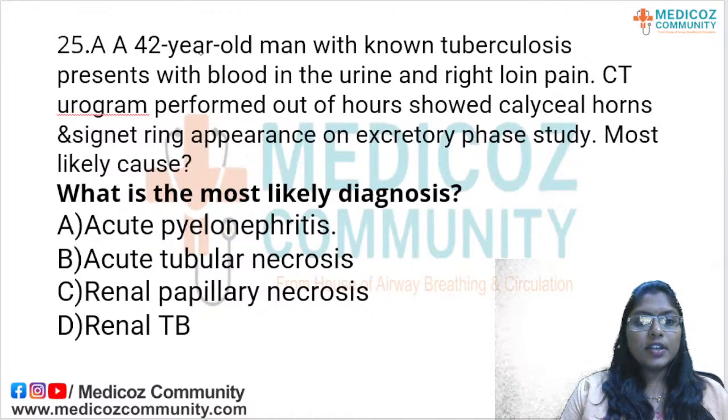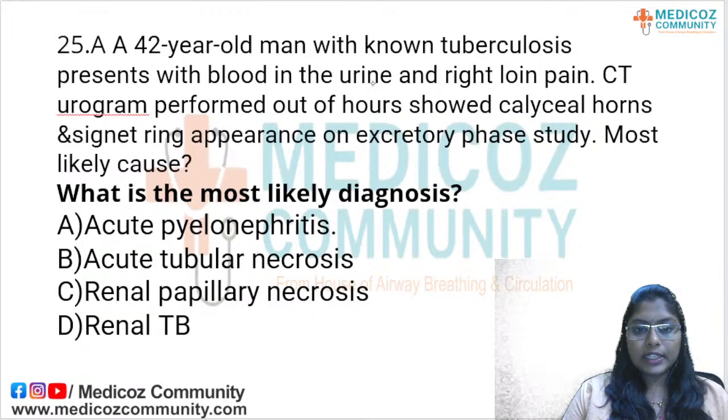Next and last question. A 42-year-old man with known tuberculosis presents with blood in the urine and right loin pain. A CT urogram performed out of hours showed caliceal horns and signet ring appearance on excretory phase study. Most likely cause and most likely diagnosis. The cause is tuberculosis. What is the most likely diagnosis?